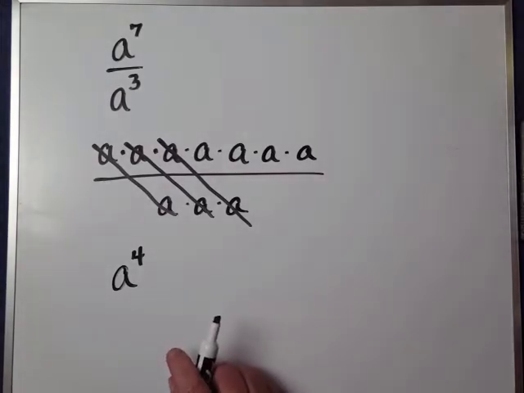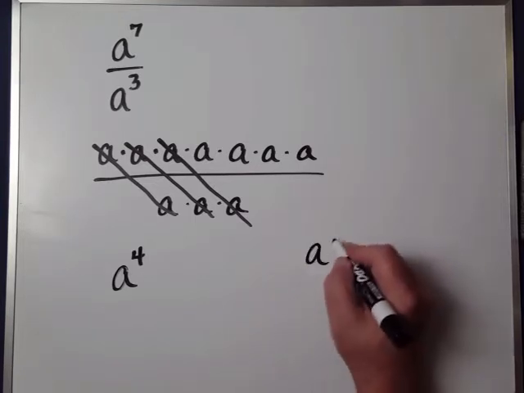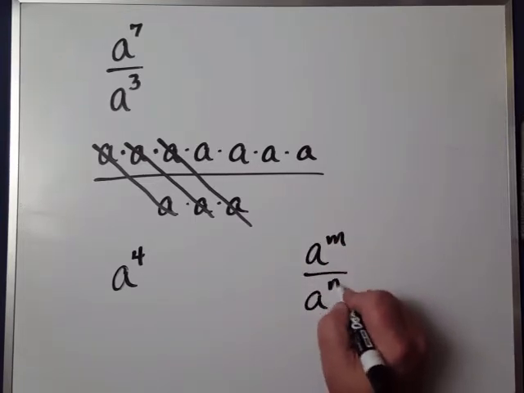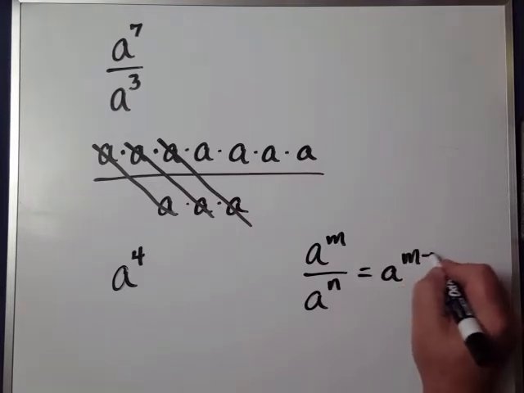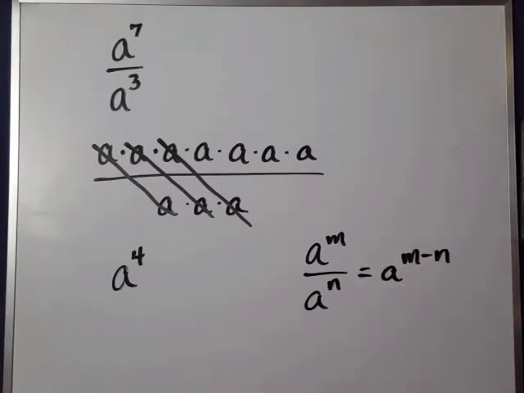So this leads to our first rule, which, like I said, I'm taking a little out of order. So we're going to jump to page 274. Page 274, brown box in the middle, the quotient rule for exponents. It says a to the m over a to the n equals a to the m minus n. And again, that's no surprise. A product of like bases, we add the exponents. A quotient of like bases, we subtract the exponents.